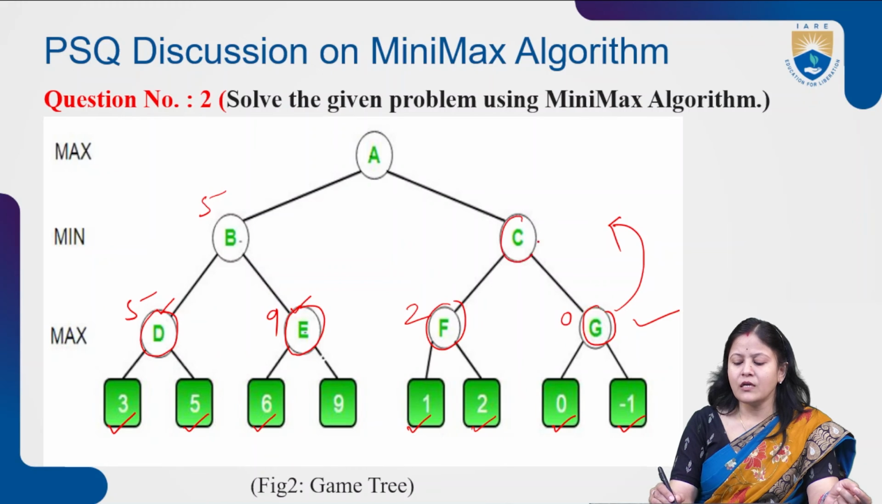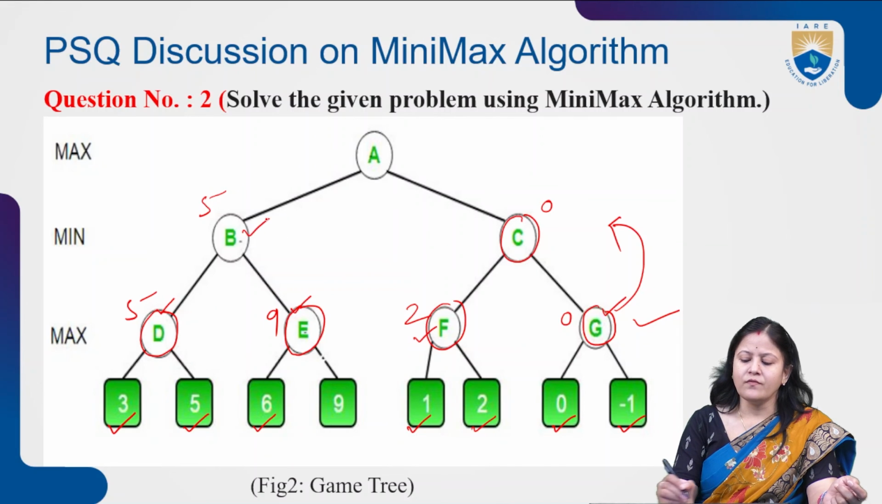Same thing for the C node. Infinity gets compared with the left child node, that is F. So infinity and 2, what is the minimum value? 2. Then 2 compared with the utility value of G, which is 0. So 2 and 0, minimum value is 0. So here the utility value of C would be 0.